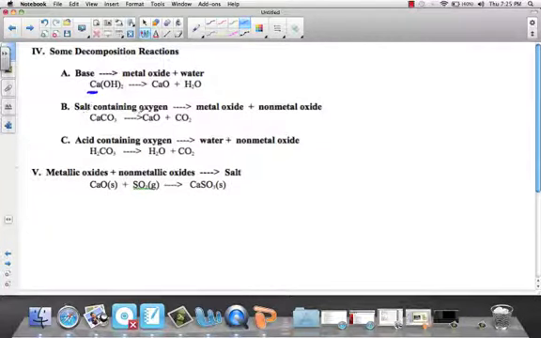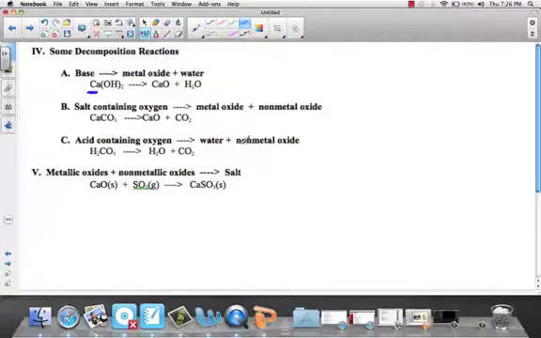A salt containing oxygen is going to give me a metal oxide and a non-metal oxide. So here I have calcium carbonate, and it's going to break down into calcium oxide and carbon dioxide gas. An acid containing oxygen: if an acid has oxygen, then it probably came from a non-metallic oxide. And here, sure, that's what happened. This produces water and a non-metallic oxide.